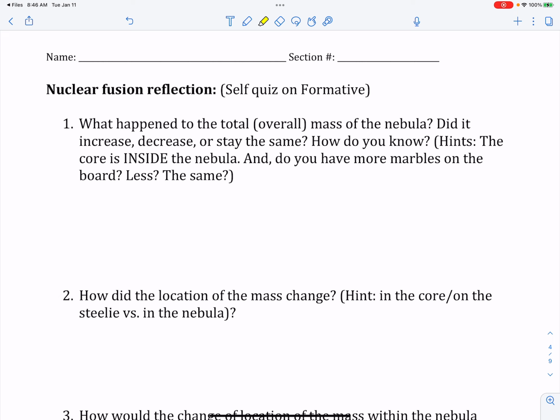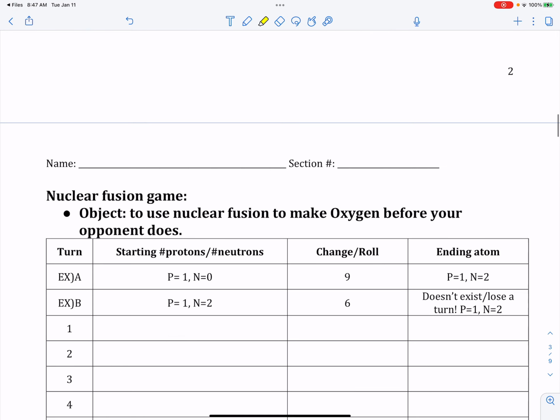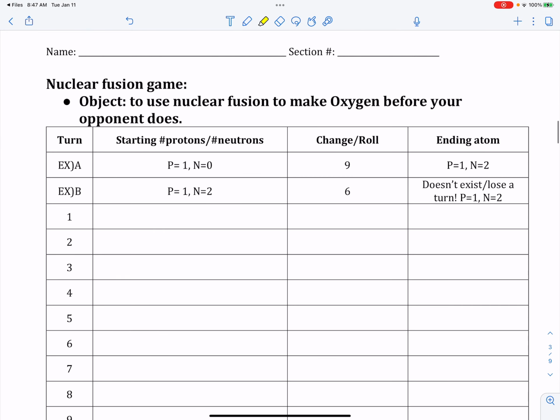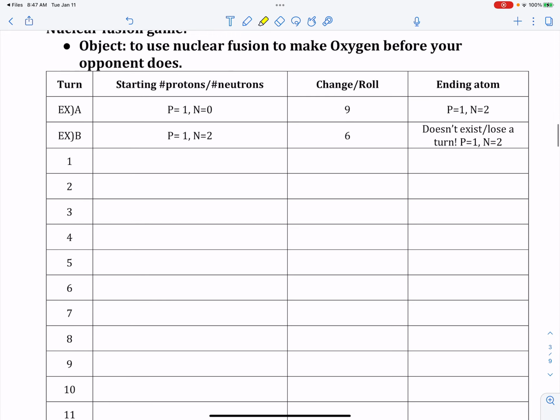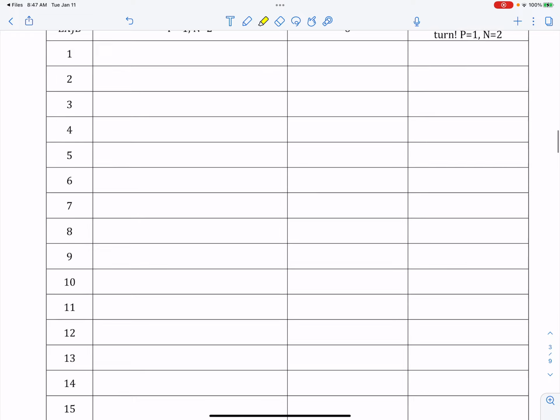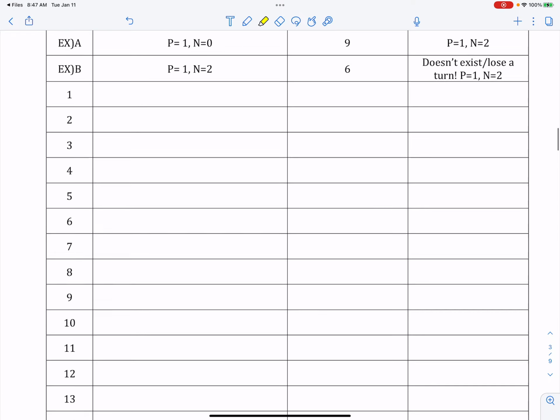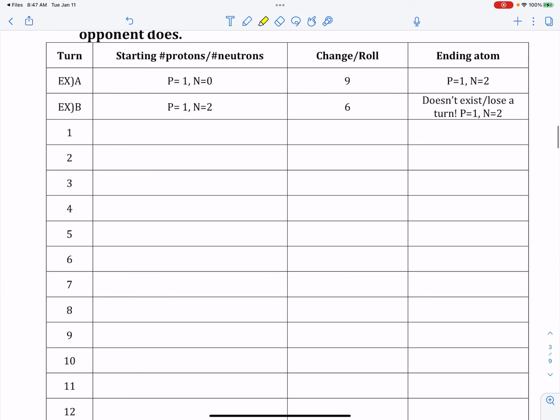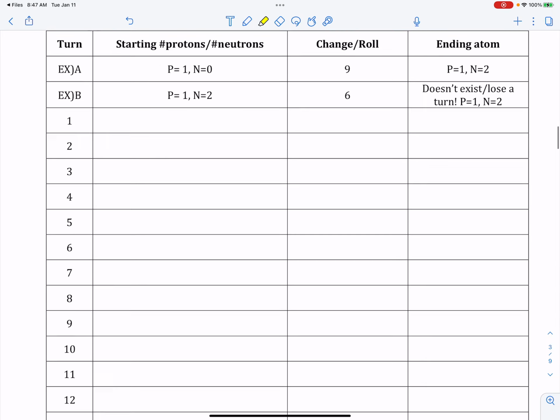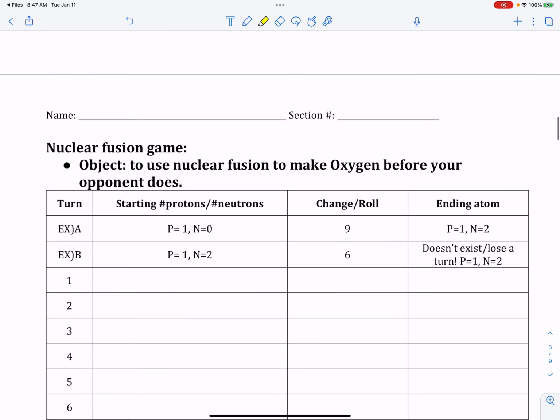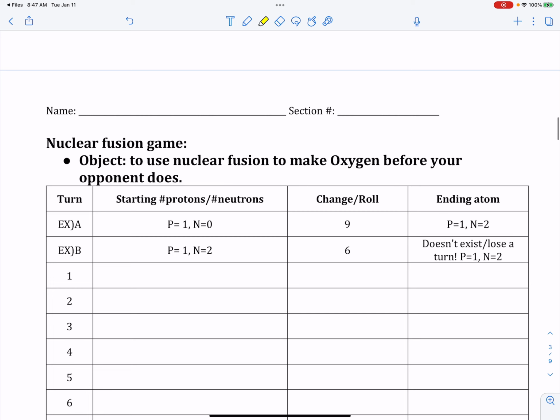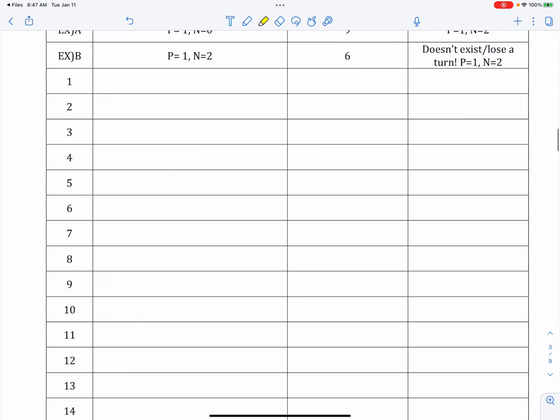The main goal of this is to look at the role of nuclear fusion and mass, and how that will impact gravity, and how that makes a star progress. So you're actually working through the process of nuclear fusion by how you roll in the game. You're racing another person to try to build oxygen before your opponent. The instructions will give you a better idea on that.